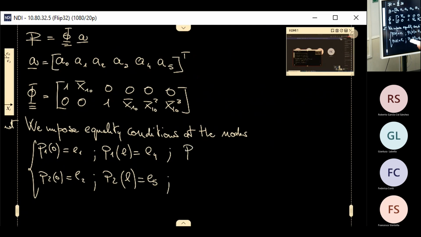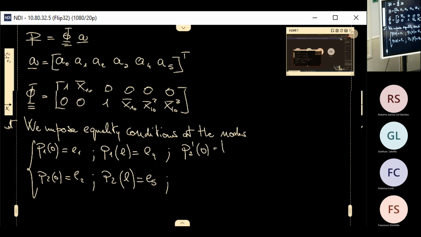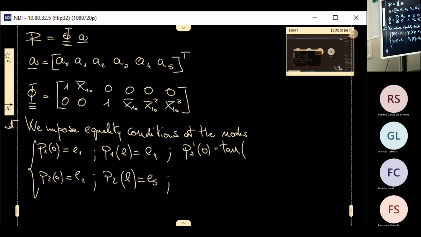Then we have P2 prime. So P2 prime is the derivative. I call it prime so that we cannot have misunderstanding regarding the meaning of this prime, since we have only one variable, which is x1 over bar for this model. And this would be equal to what? To the tangent of alpha in zero. What is alpha?